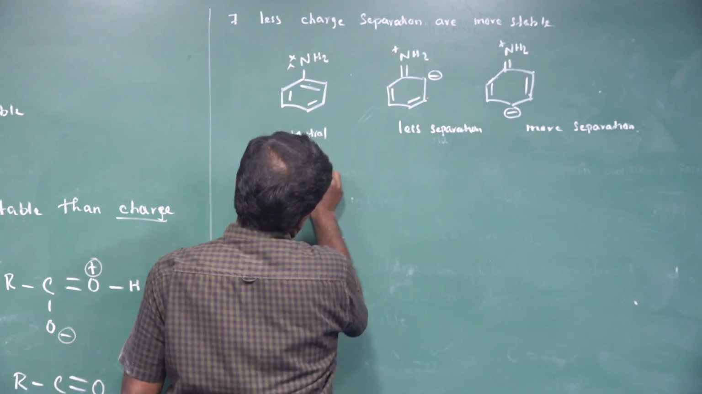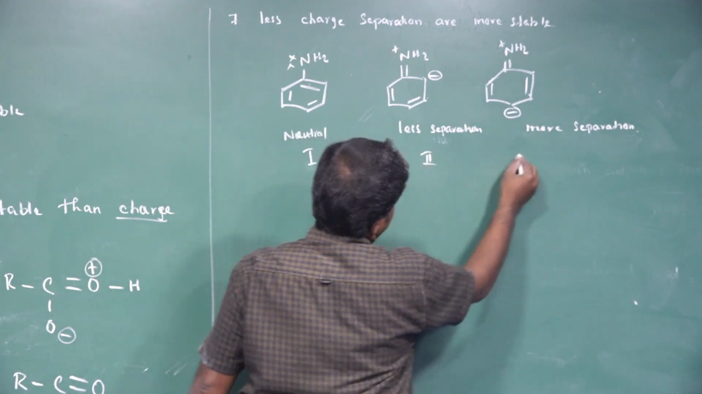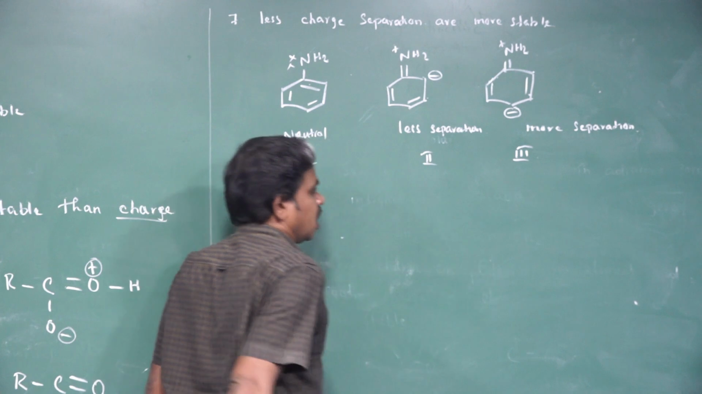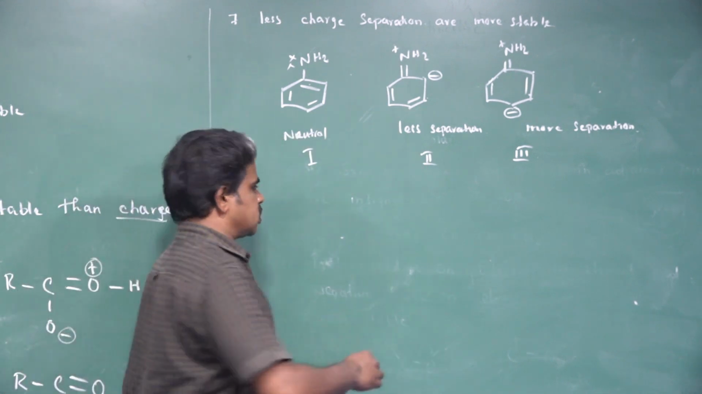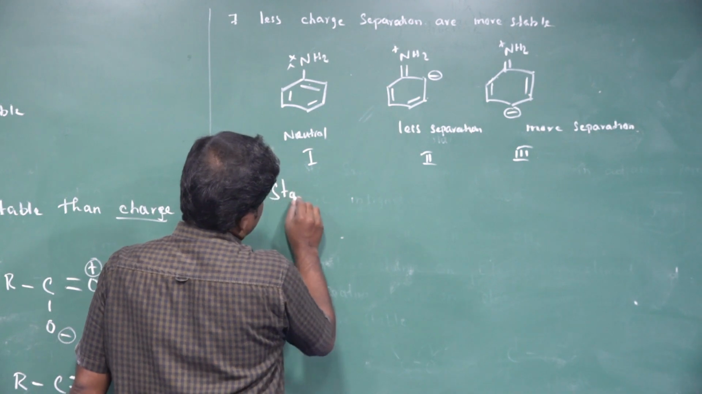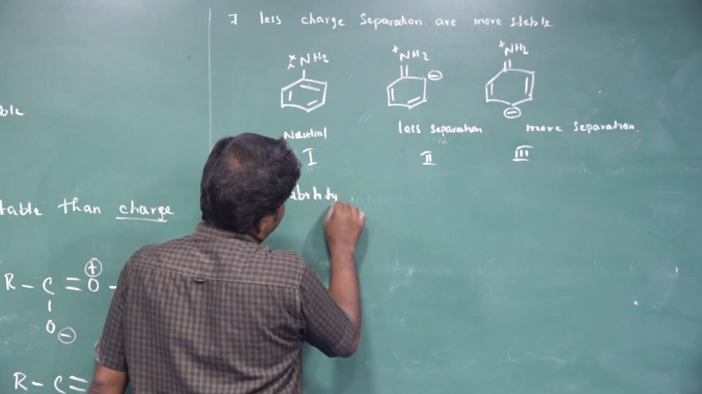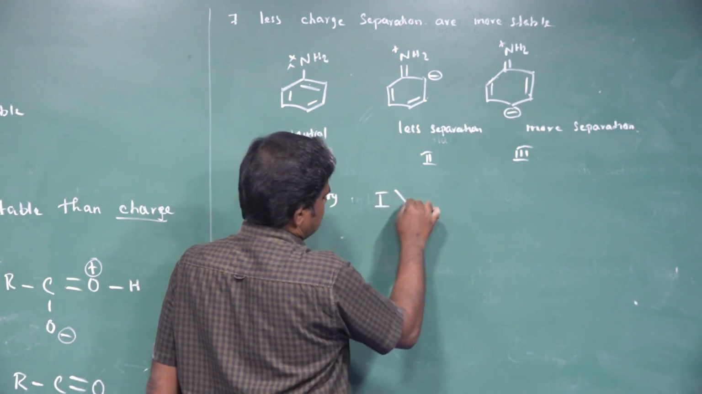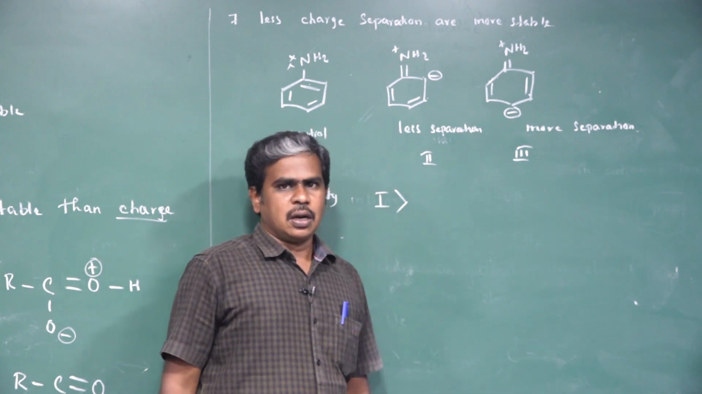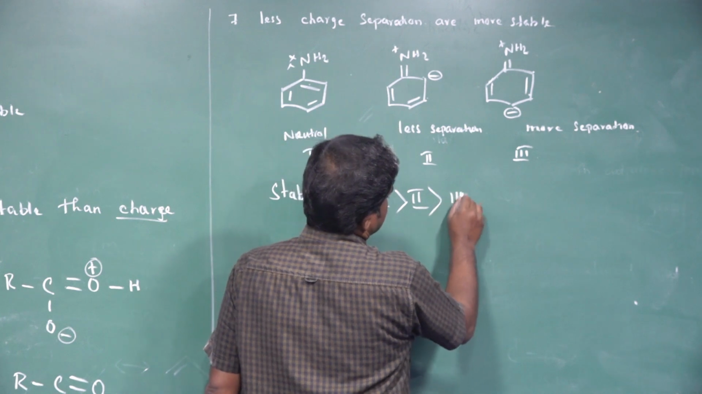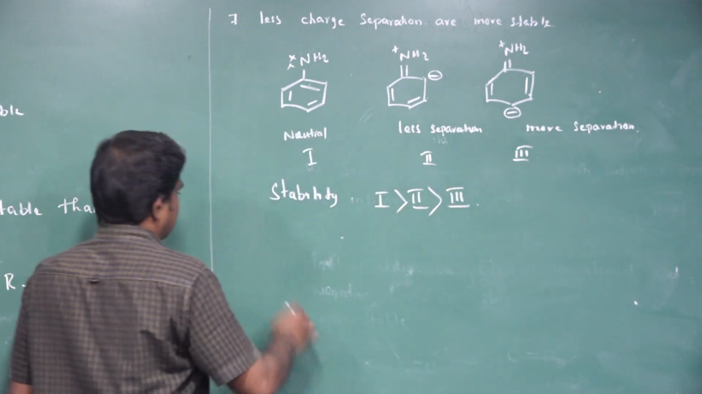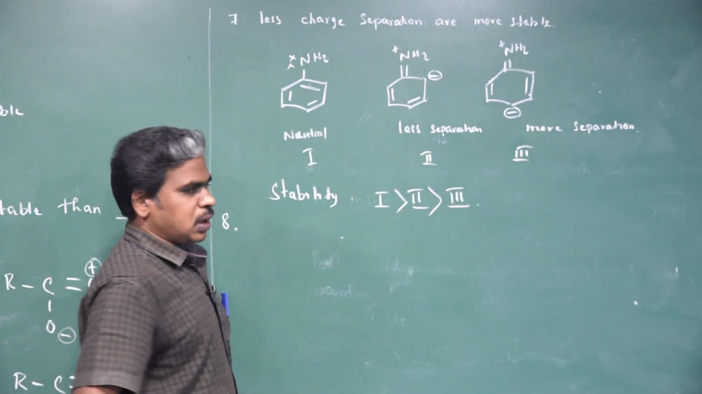Compare these structures, the first, second and third structure. Which one is more stable? The first structure is more stable. So we are considering the stability of this molecule: the first structure, which is neutral, is more stable than the second and the third. And we take the next point.